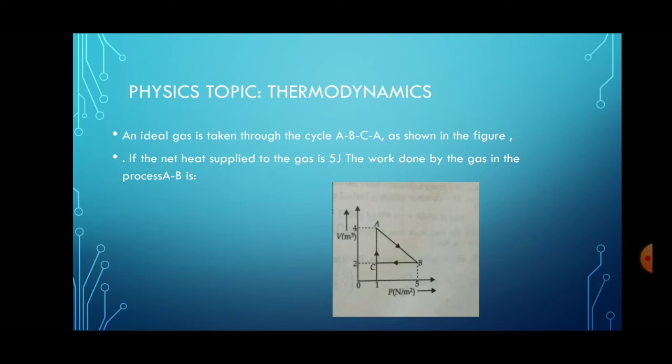So the question is, an ideal gas is taken through the cycle A, B, C, A, as given in the figure below. I provided the figure below. If the net heat supplied to the gas is 5 joules, the work done by the gas in the process AB is: option A 3 joules, option B 2 joules, option C 5 joules, and option D 4 joules. So please look at the diagram carefully and try to answer the question.